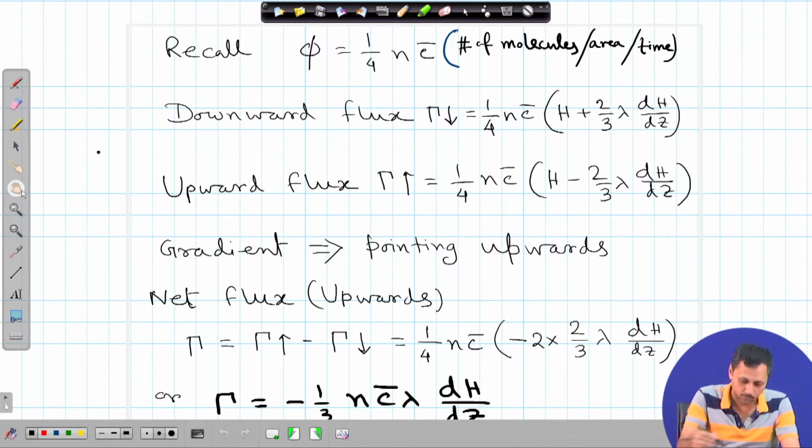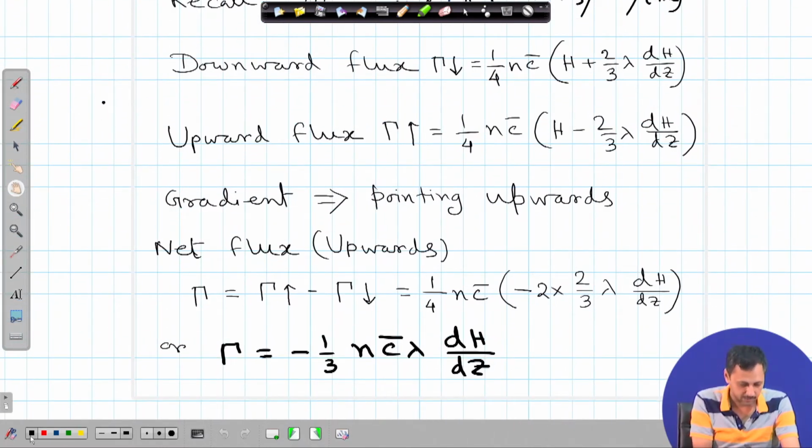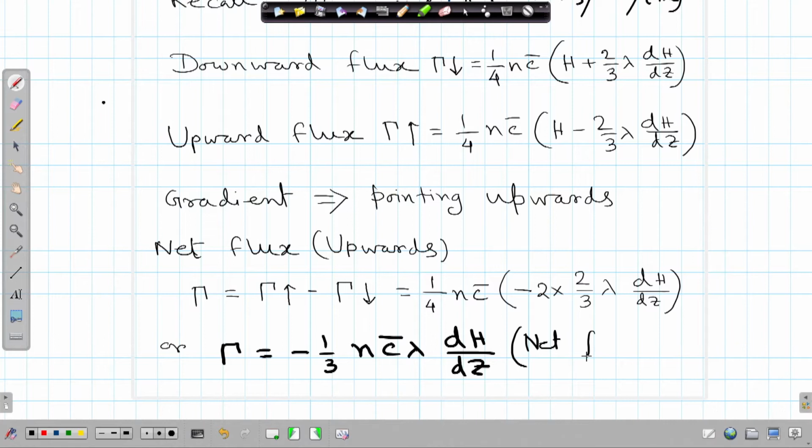So, the net physical quantity or flux, which is given by gamma, is equal to minus 1/3 n c bar lambda dH/dz. So, this is a very generic expression for any quantity of interest, any quantity that is transported by the molecules between adjacent layers, right. Now, up to this point we have been very generic. Now, it is time to be specific.